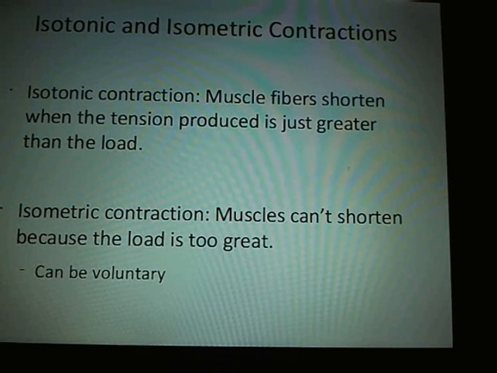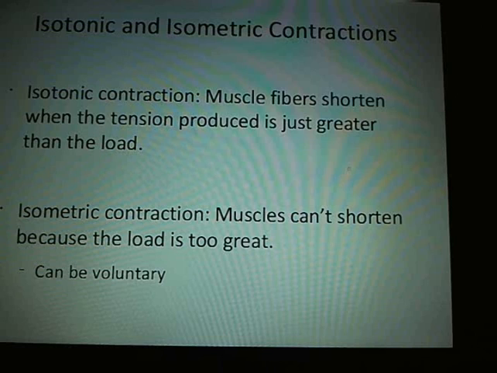Isotonic and isometric contractions. In an isotonic contraction, the muscle fibers shorten when the tension produced is just greater than the load. So if you're lifting a light object, you use fewer muscle fibers. If you're lifting a heavy object, you use more muscle fibers. Again, it's called recruitment.